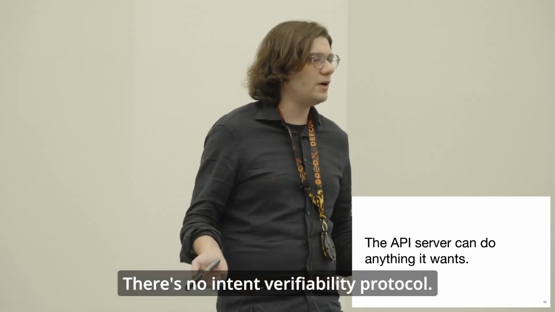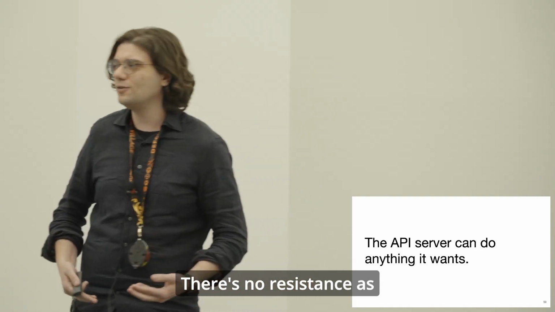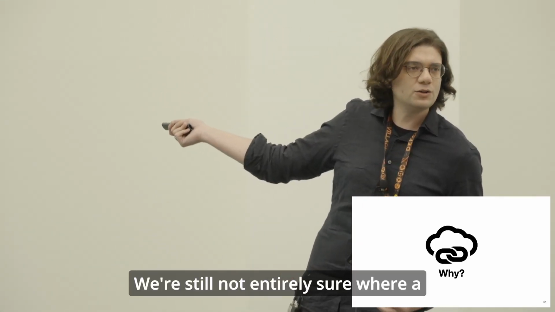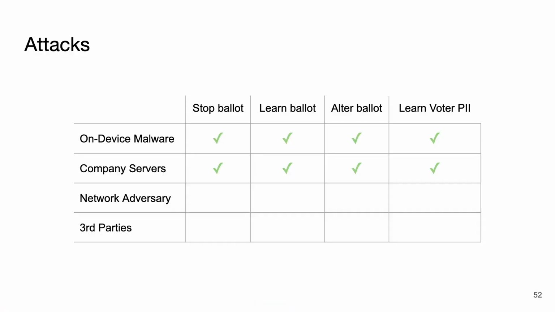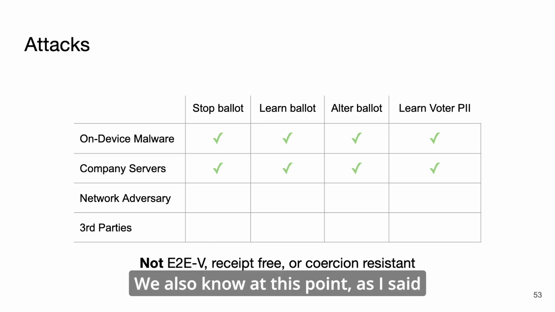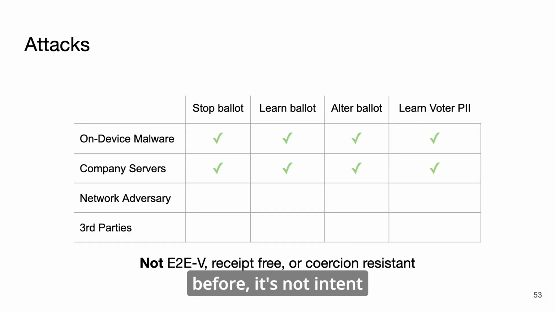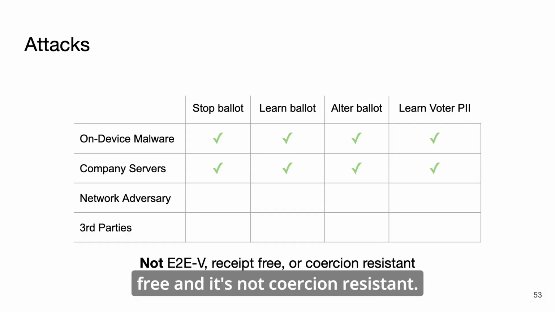There's no end-to-end verifiability protocol. There's no resistance as you would normally see it. And we're still not entirely sure where a blockchain is involved. So the company servers can do literally anything they want. OK, that's weird. We also know at this point, as I said before, it's not end-to-end verifiable, it's not receipt-free, and it's not coercion resistant.